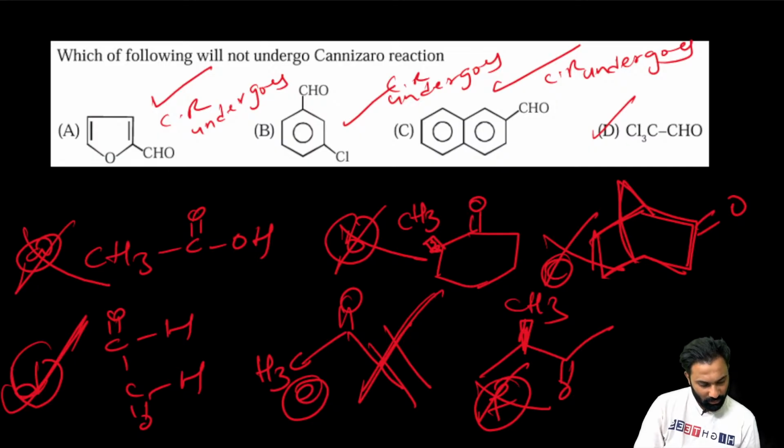C will not undergo. Here alpha hydrogen is there, right? Cannizzaro means we require no alpha hydrogen, but here we are having alpha hydrogen. See, we are having the alpha hydrogen here. Right? Now, next.